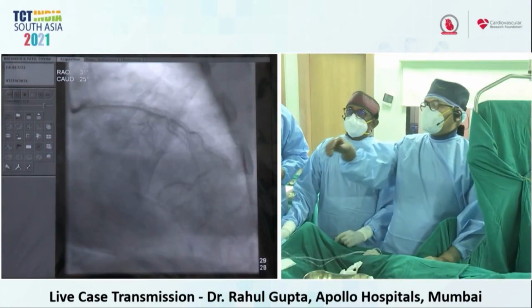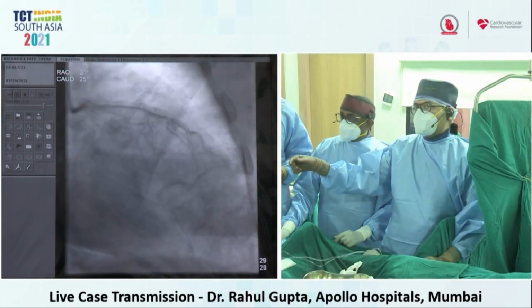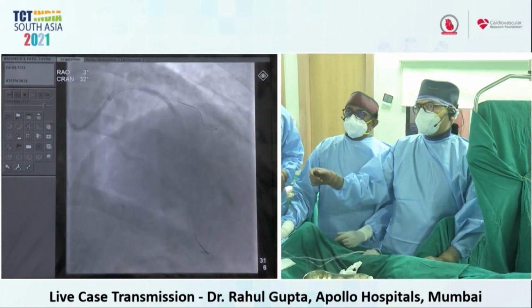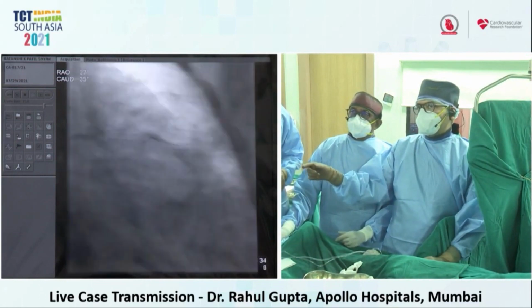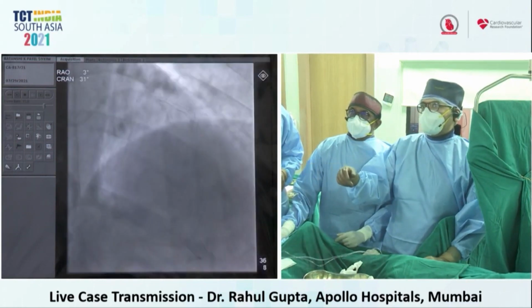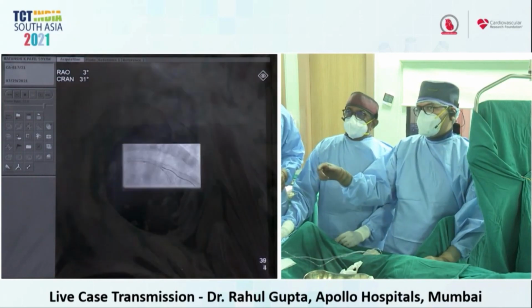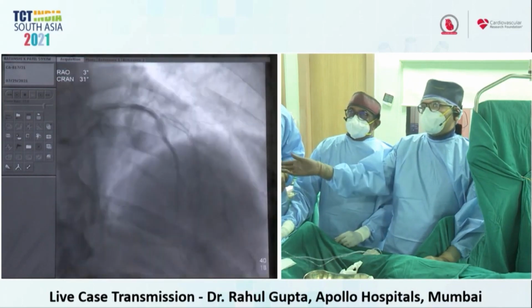So this is where we place the stent. Go ahead, next slide. I rewired the diagonal again. After that, I did a post dilatation. Next. Then these are the final pictures.